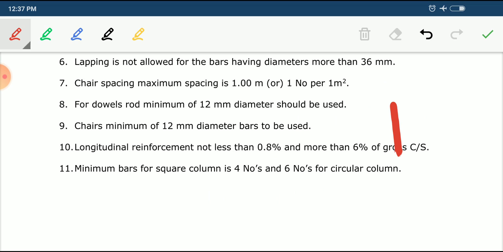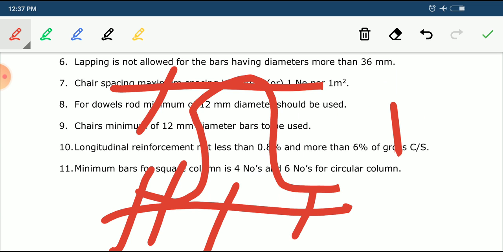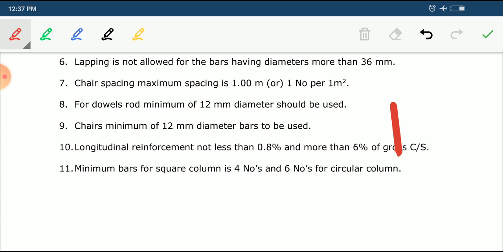Next one is chair spacing. Maximum is 1 meter, or one number per square meter. Chairs are provided in order to support the horizontal bar, and you have to provide the reinforcement like that in this direction. So chair spacing is 1 meter or one number per square meter. For dowel rods, a minimum of 12 mm diameter should be used.